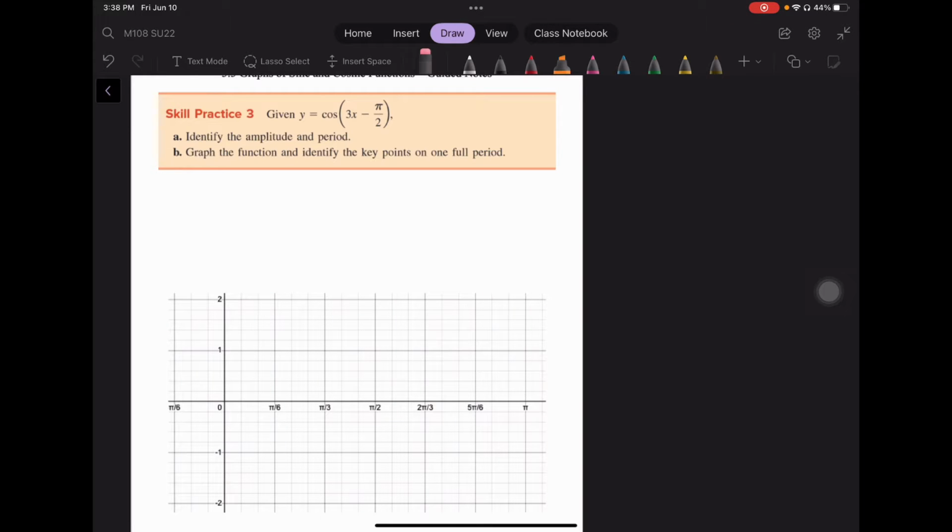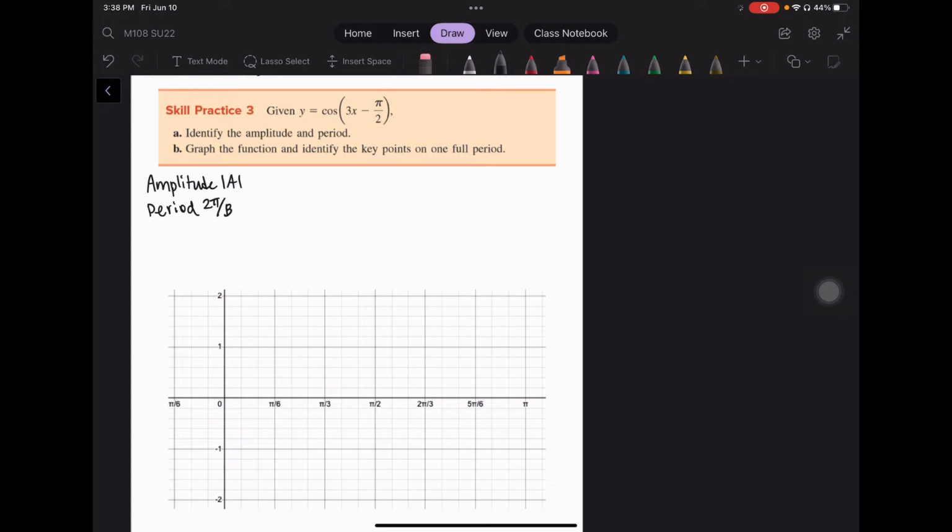Looking at the graph, y equals the cosine of 3x minus pi over 2, we're asked to identify the amplitude and the period. The amplitude is found by taking the absolute value of a. The period is found by taking 2 pi over b. We're also going to want to look at what the phase shift is, which is found by taking c over b.